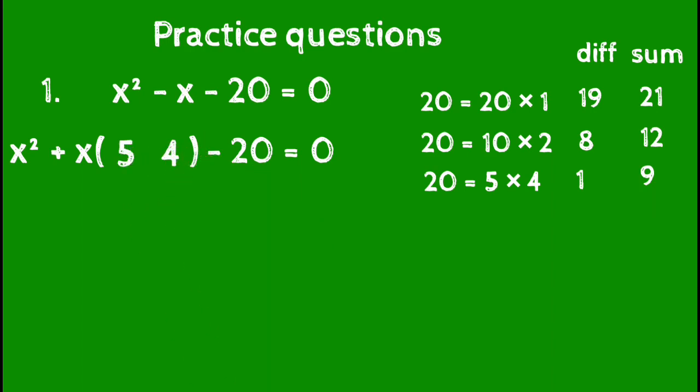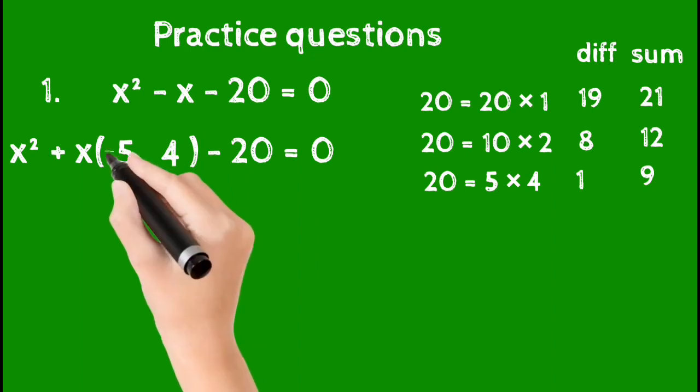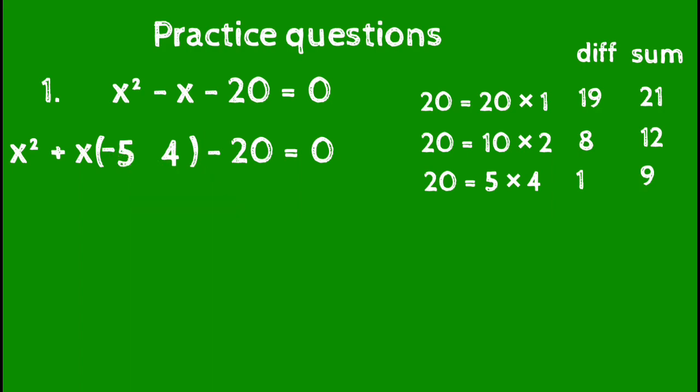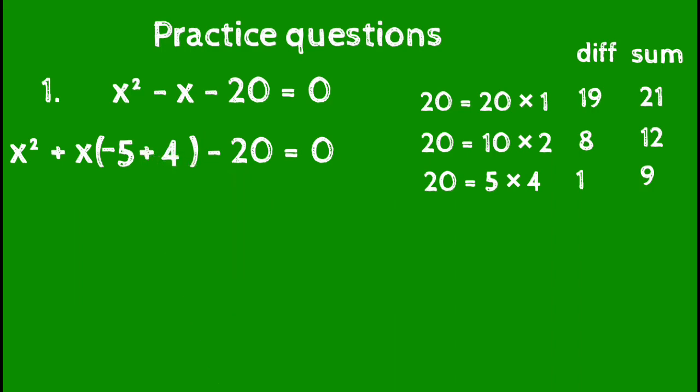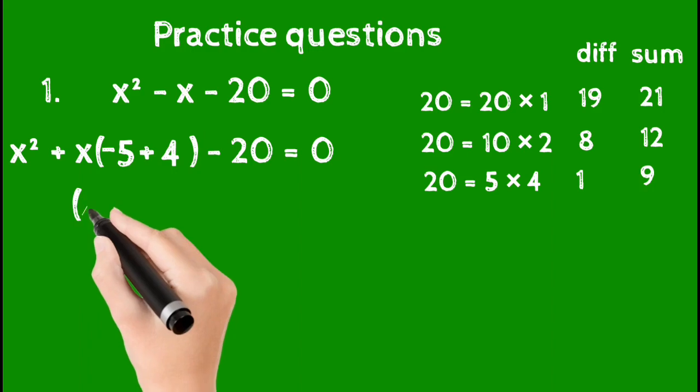Here, since the middle term has got a negative coefficient, it means the bigger factor must be negative. In this case, the bigger factor is the 5. So it's going to be negative 5, and then it's going to be plus 4. So now I know that in one of the brackets I'm going to have x and x, negative 5 in one bracket, and the positive 4 in the other bracket. And all of that is equal to 0.